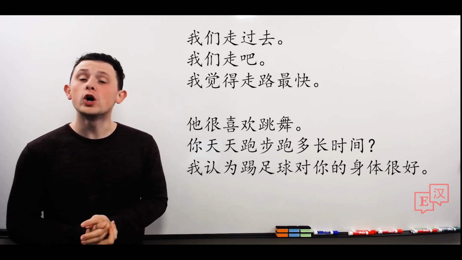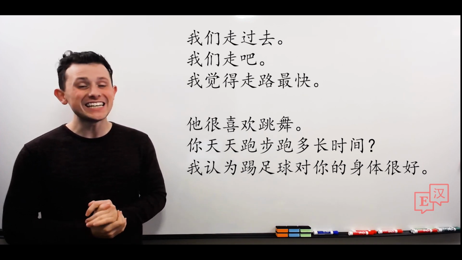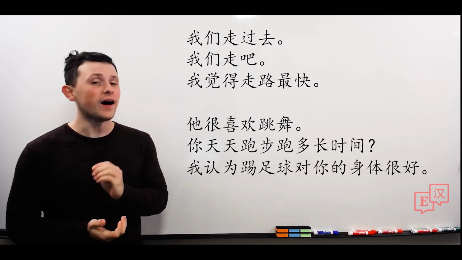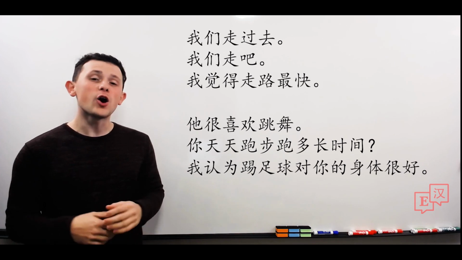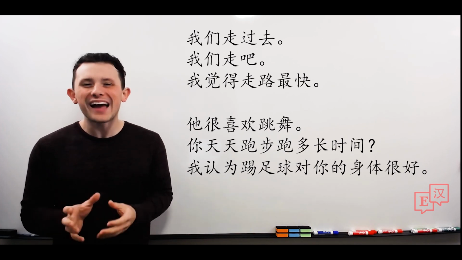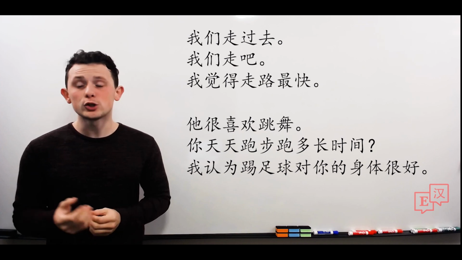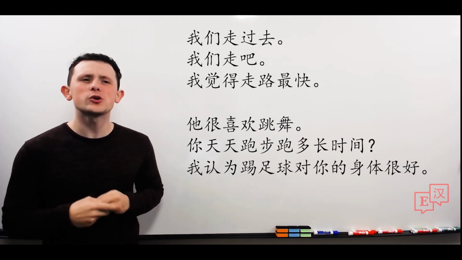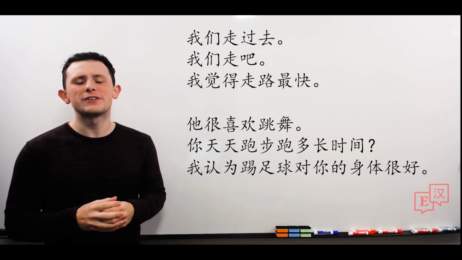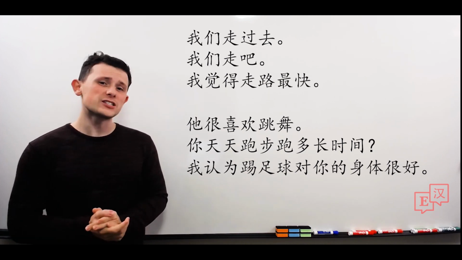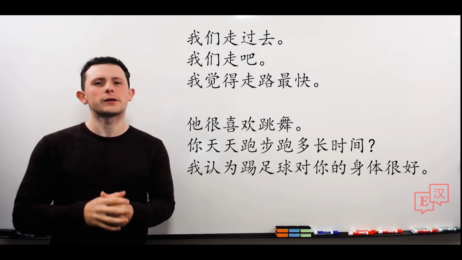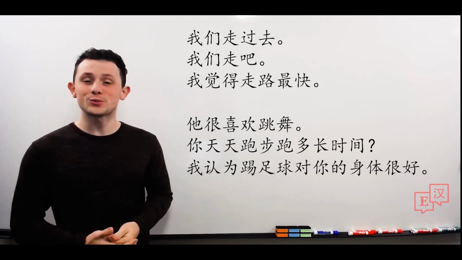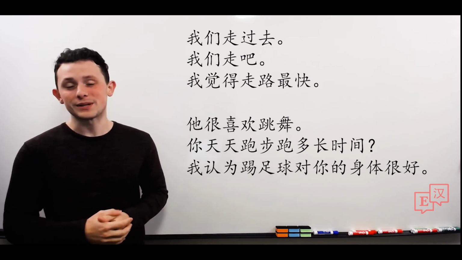So again, 我认为踢足球对你的身体很好. I hope this has helped clear up a little bit about why we add these objects all over the place. Things like 说话. We like to have that complete two-character sound, but also it gives a sense of finality to the verb and lets us know that the verb is kind of done, that we're done talking about the verb. 说话. Also, I hope this has cleared up some basic phrases that you can use with 走 and how to walk and get to places.